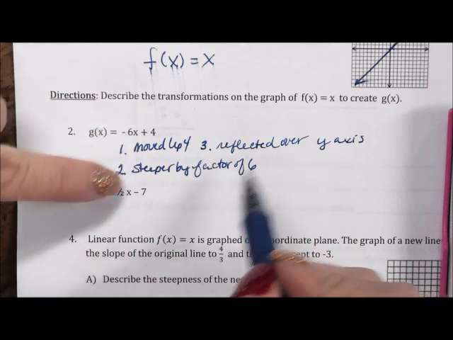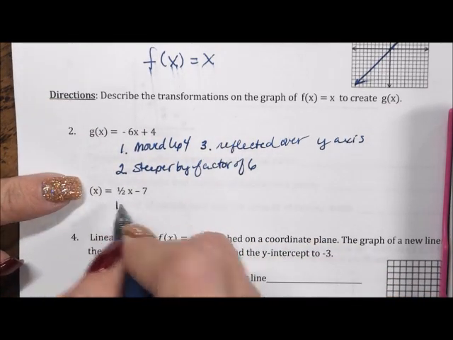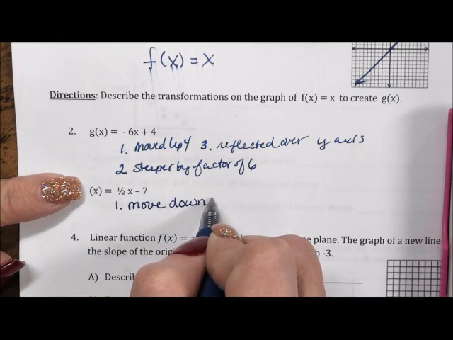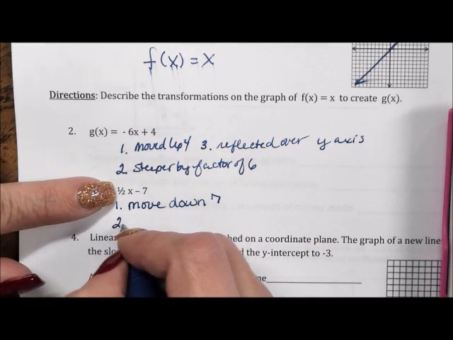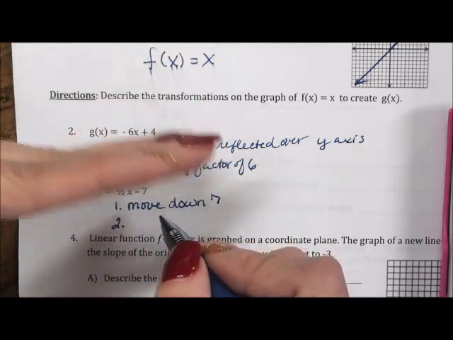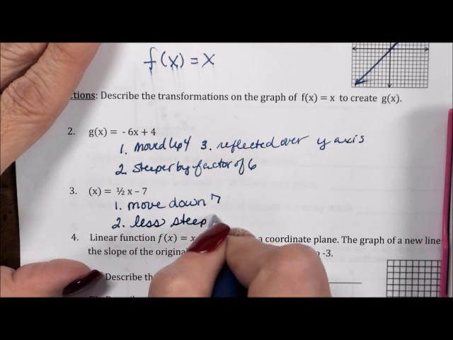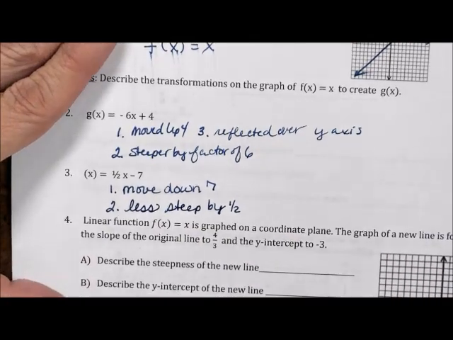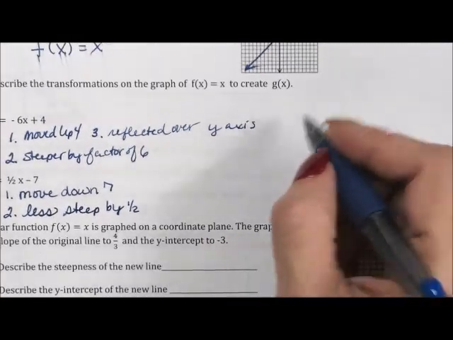Okay, so 3 changes. So let's see if we can do this one. The negative 7 is going to make it move down 7. It's going to be that vertical shift. The 1/2, fractions that are between 0 and 1 give me a headache, and they make me want to lay my head down. So when we do a fraction, it gets less steep by 1/2. Alright.